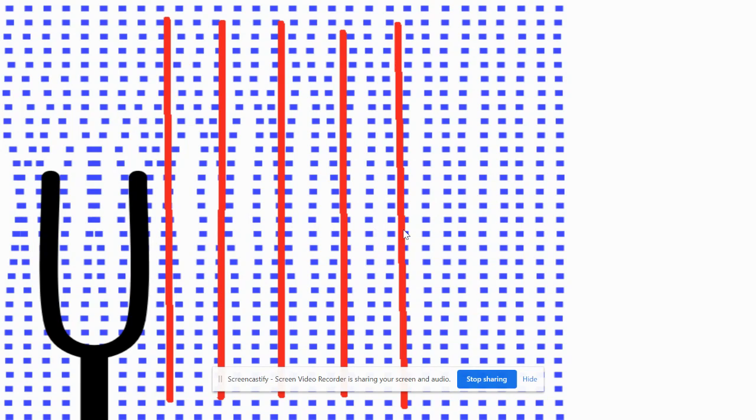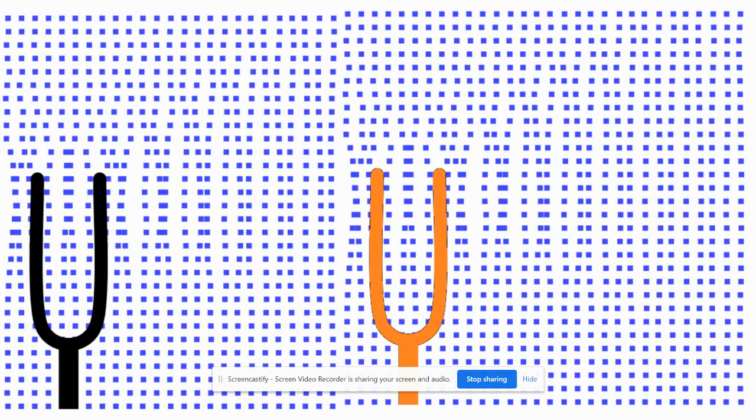Now, these compressions will travel through the air. They'll make a sound, whatever the natural frequency of the tuning fork is. Now, we said at the very beginning, we need two objects to create resonance. So here are our two objects. We have a black tuning fork and an orange tuning fork. Something else: they have to have the same natural frequency. And in this case, they do.